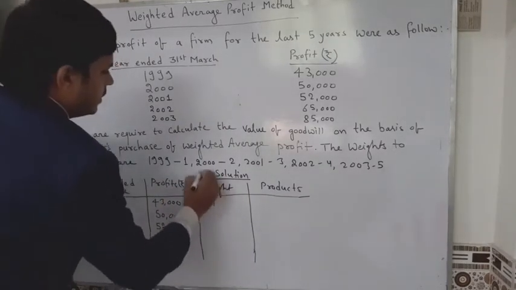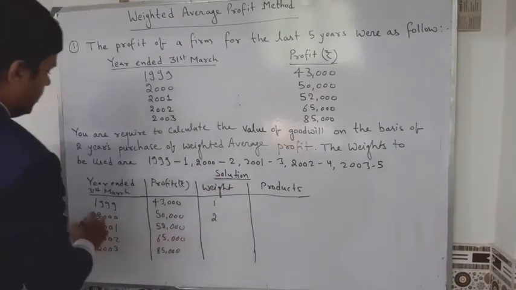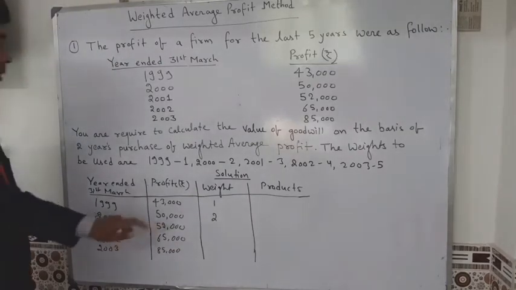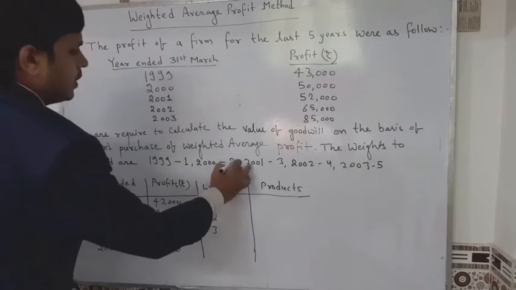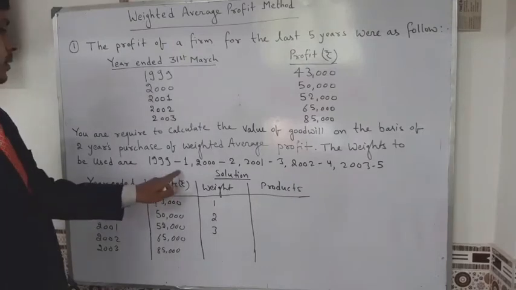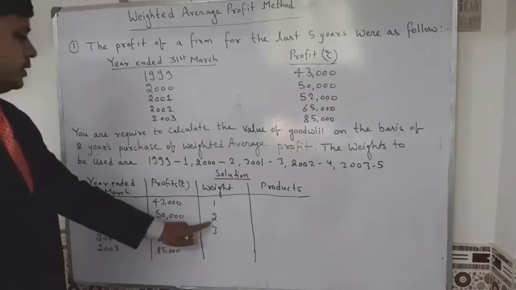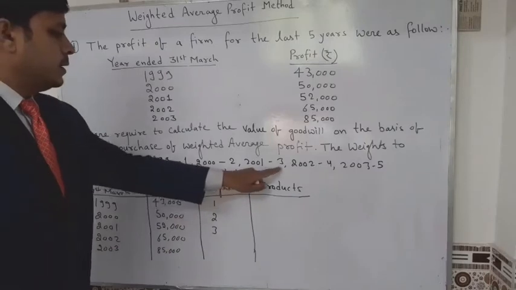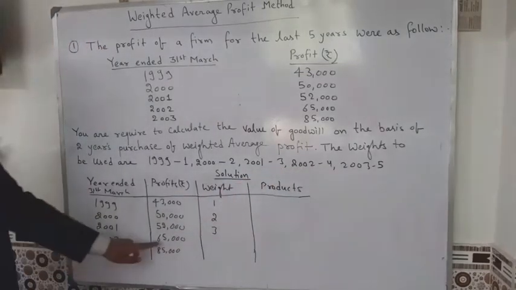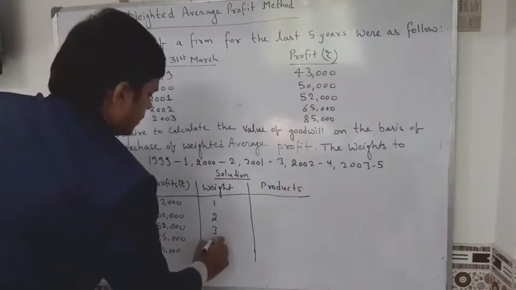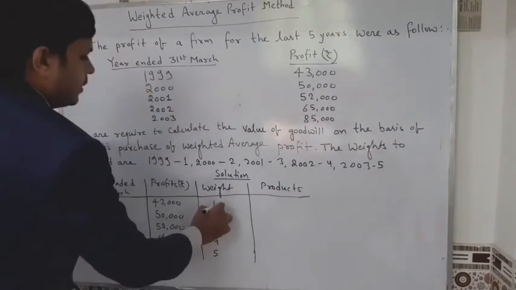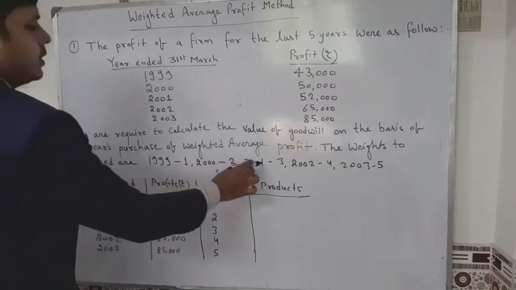Weights: 1999, 1; 2000, 2; 2001, 3; 2002, 4; 2003, 5. So 1, 2, 3, 4, 5.